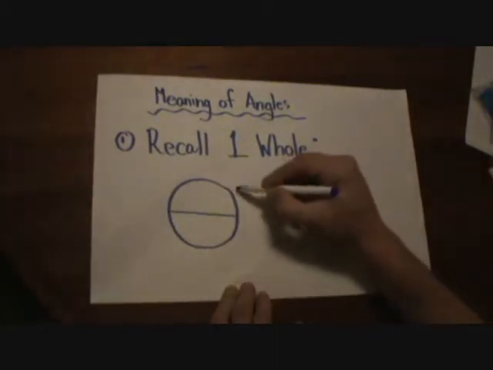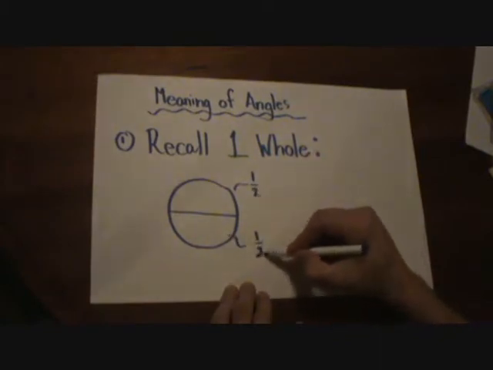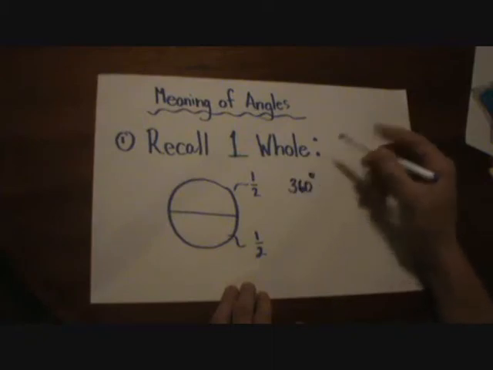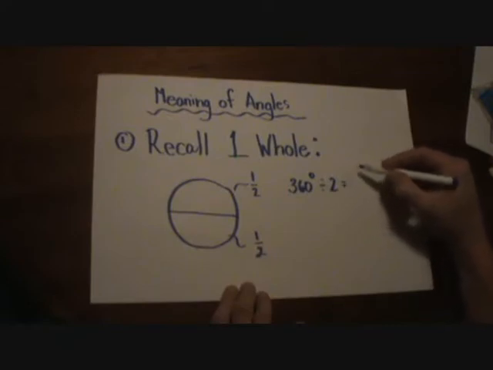If we take our one whole and we cut it in half, we'll end up with 180 degrees on the top and 180 degrees on the bottom of the circle. That's because if we take the 360 and cut it in half, we'll end up with 180.